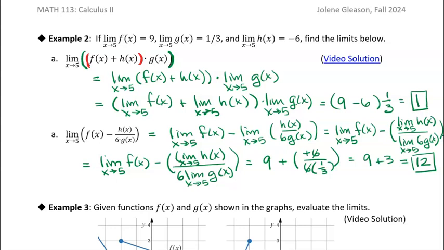So we've used limit laws now. The key thing here is that those limits have to exist in order to apply those limit laws. And in the next example, I'll show you one where the limits don't exist and what we can do there.